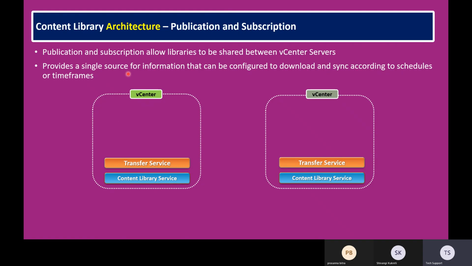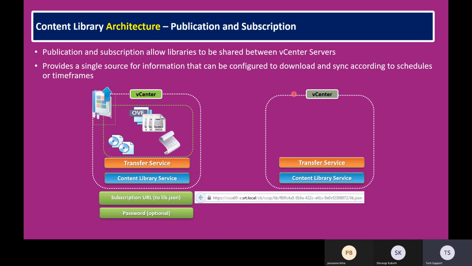In this diagram also, we have two vCenter servers, and these two vCenter servers are running with some templates and other files. Other files means script files or ISO files. So we have an OVF file, VMDK. A template consists of VMDK files, and an ISO file. We also have some script files. The same information, when subscribing, we have to give a URL. That URL starts with HTTPS and ends with a JSON file.